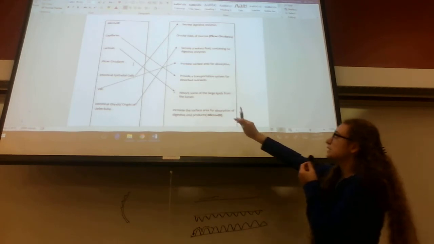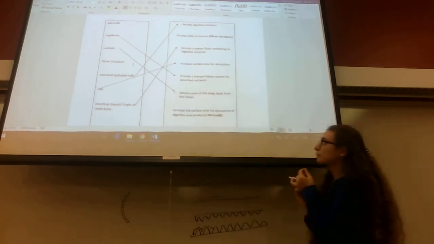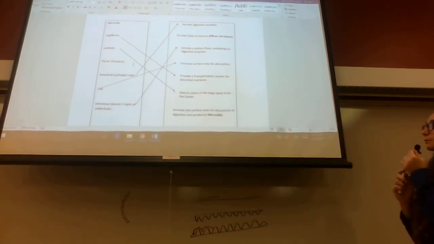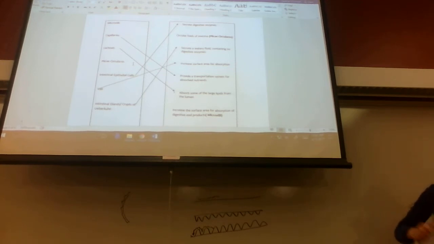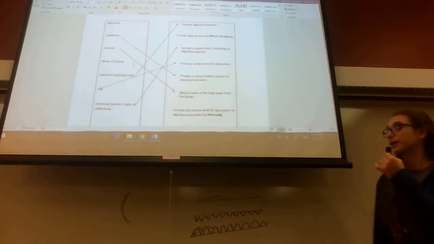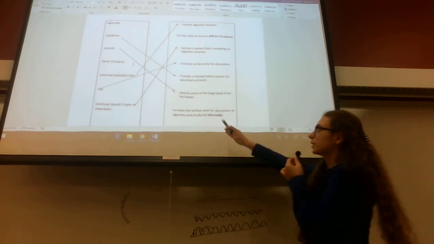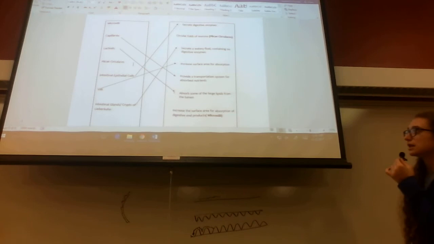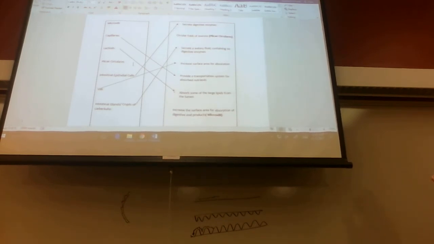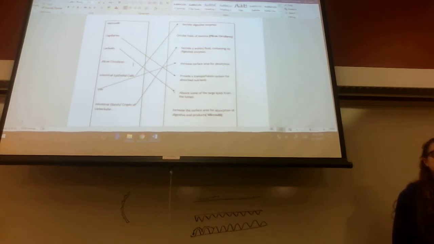So capillaries is third from the bottom. Capillaries provide a transportation system for absorbed nutrients. Right? Because once we absorb the nutrients, we need to transport them throughout the body. The next one, second from the bottom, goes to lacteals, and these absorb some large lipids from the lumen. And lumen is just like a layer. And you'll learn about lacteals in the immune system. Just keep that in mind.